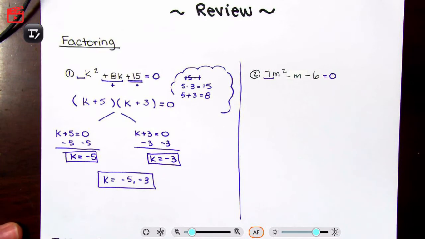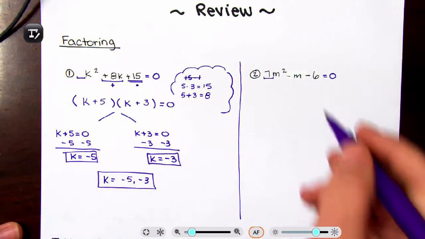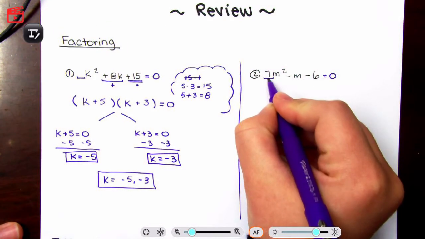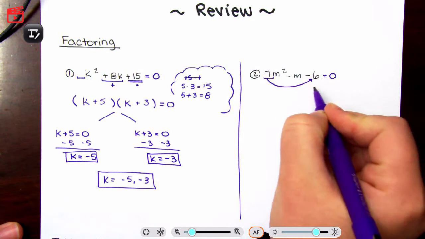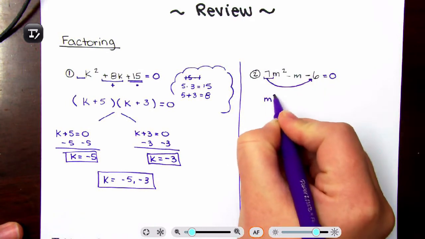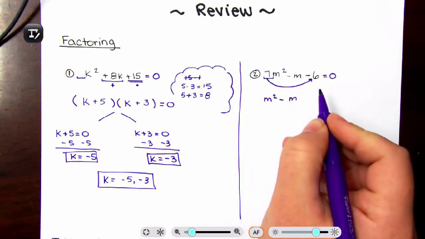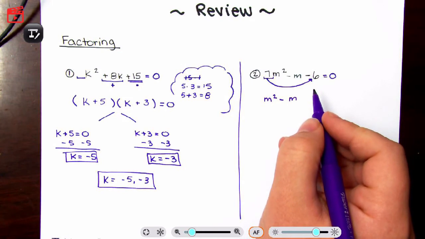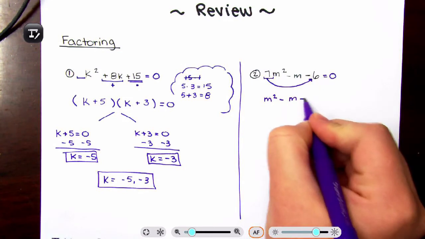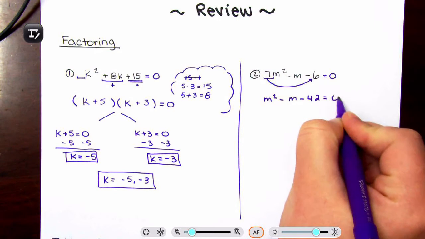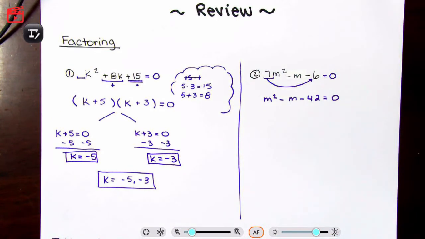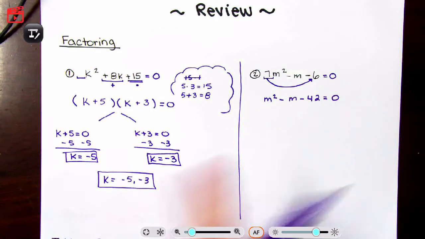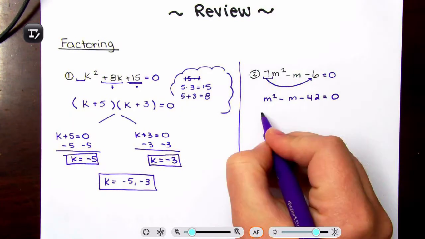So I'm going to look at my cheat sheet here off to the side and use this slip and divide method that we were taught in class. Take your leading coefficient, multiply it by your constant. So I have m squared minus m, and then 7 times 6 is 42. Keep the minus. Now that I have a quadratic with a leading coefficient of 1, we're going to factor using the guess and check method.